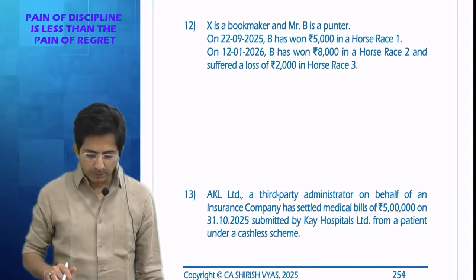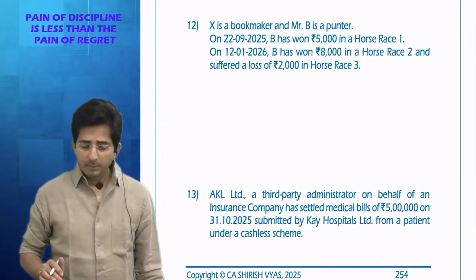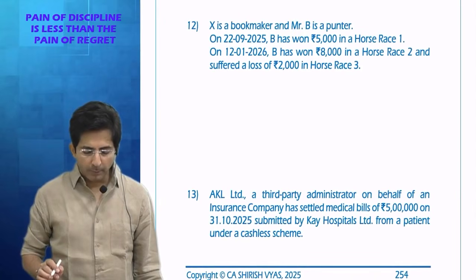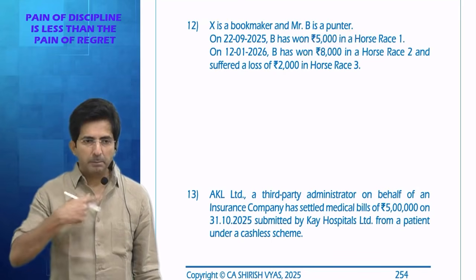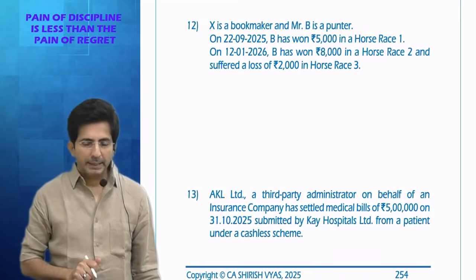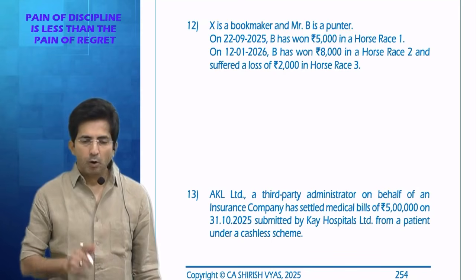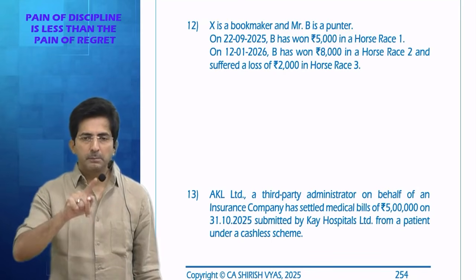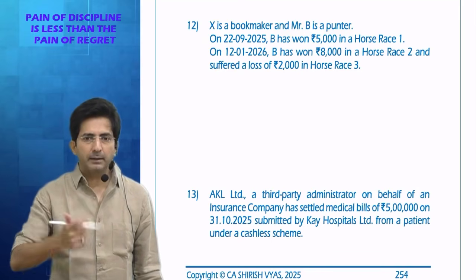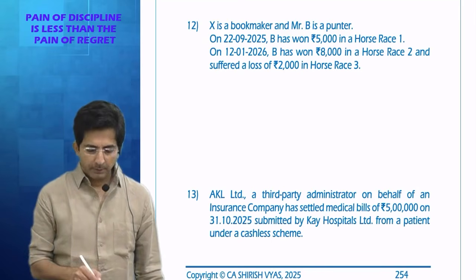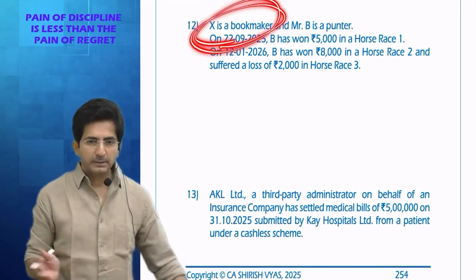Then question number 12. X is a bookmaker and Mr. B is a punter. What do you mean by punter? The one who places the bet. Like in a horse race, the horses are running and we bet on horse number 1, horse number 2, horse number 3, and the person who places the bet is called punter. And bookmaker is a person who takes the booking.